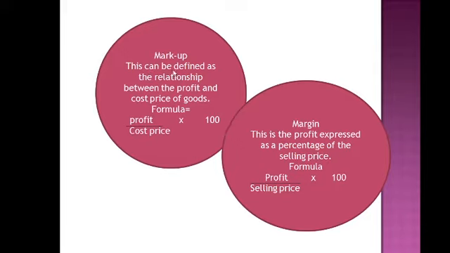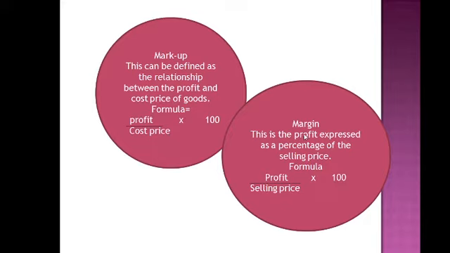All right, now we'll have markup. This can be defined as a relationship between the profit and the cost price of goods. You know what the profit is? The profit you make from a business. Cost price is the money you pay to suppliers when you're buying the goods. So the relationship between the profit and the cost price of goods is what we call markup. The formula for this is profit over cost price times 100.